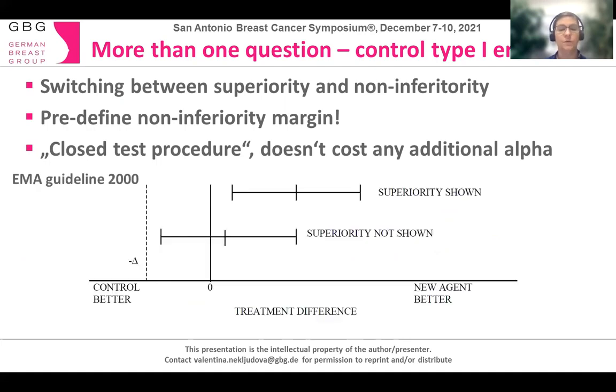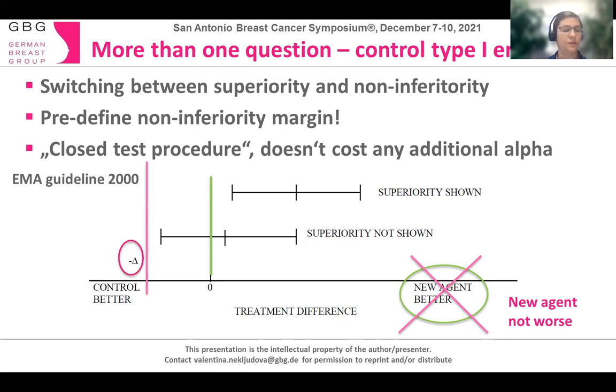So to show the superiority, that the new drug is better, the confidence interval for the treatment effect must lie completely above 0. If it is not the case, as you see with the second confidence interval, you can look whether the confidence interval lies completely above your predefined non-inferiority margin, and then you can claim the non-inferiority.